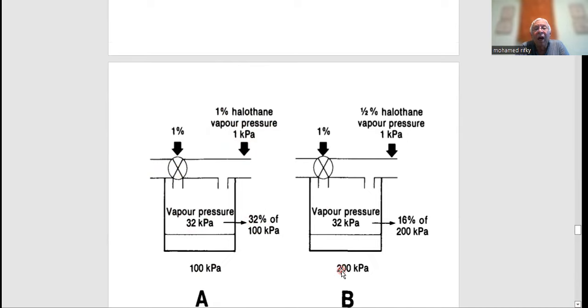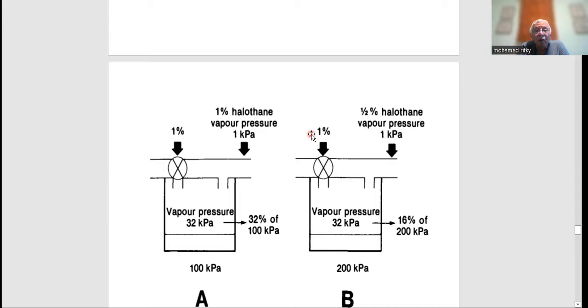On the other hand, whenever I go to high altitude, where the pressure is 200, the saturated pressure will not be affected because it is affected only by temperature, but the concentration will be less. The vapor yielding from the upstream will give me a pressure also of 1 kilopascal, but the concentration will be only half. The same partial pressure, and anesthesia works in the brain mainly by the partial pressure. This is why we don't have to readjust the knob whenever I go to a different atmosphere.